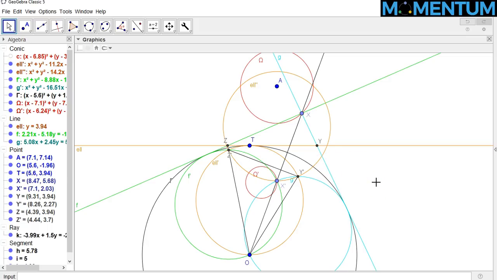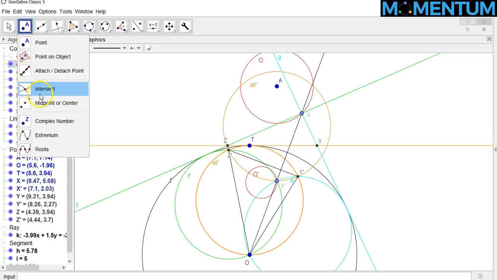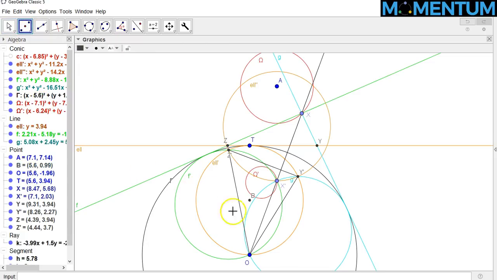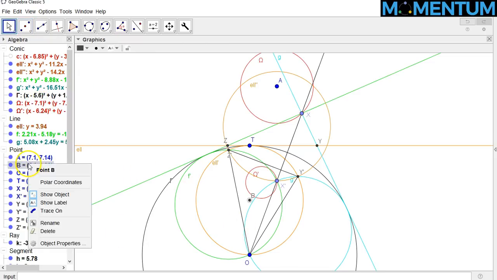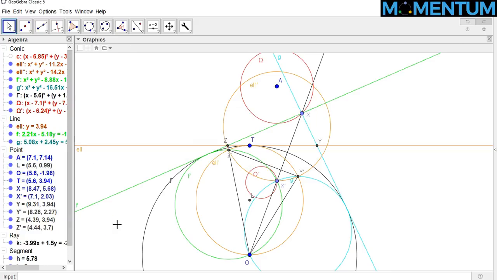Okay. Next, I want to focus my attention on two things. First, I want to label the center of this orange circle, which happens to be a very important circle apparently, as L. Let's go ahead and do that first. Rename as L. That's perfect. So that's the center of my orange circle. And I will also go ahead and locate the center here of this circle.